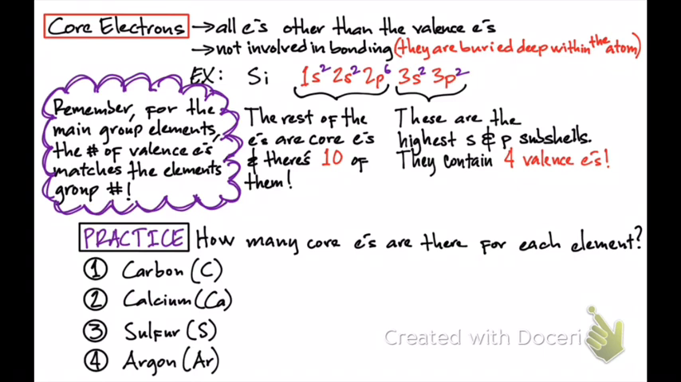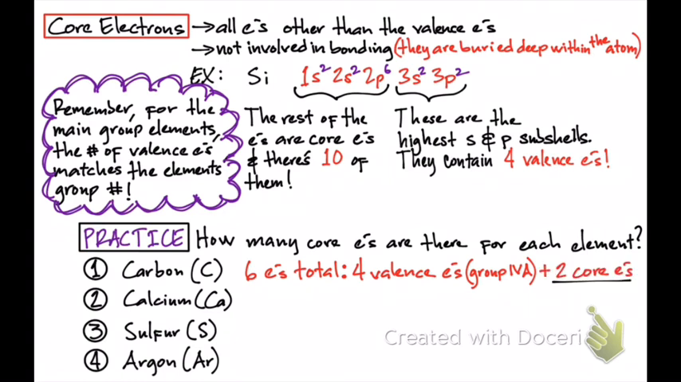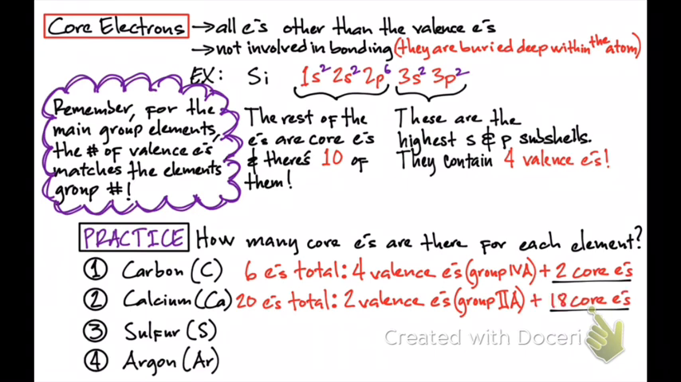Okay, so let's look at them one at a time. So carbon in the periodic table has the atomic number 6, and so it has 6 electrons total. And we determined that 4 of them are valence electrons because it's in group 4. And so 6 minus 4 gives us 2 electrons left. And so that's the number of core electrons. And then for calcium, it has a total of 20 electrons, and it has 2 valence electrons, so we're going to subtract 2 from 20. And so we have 18 electrons left, and those electrons are core electrons.